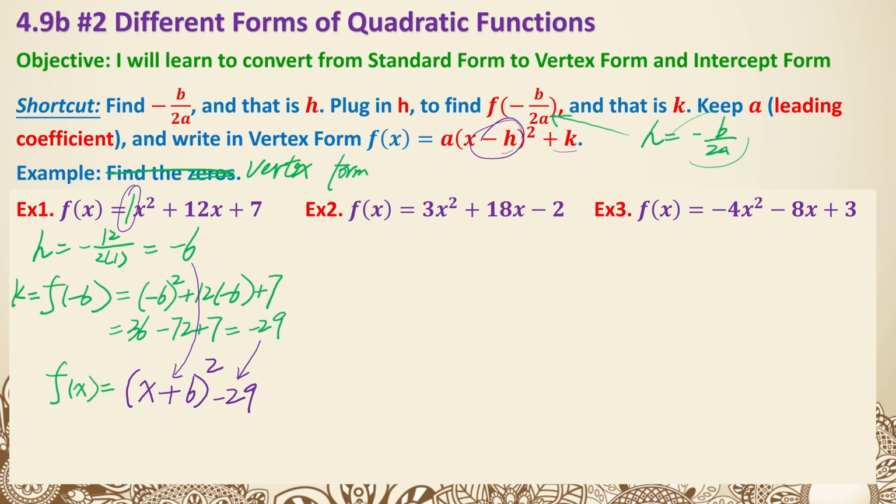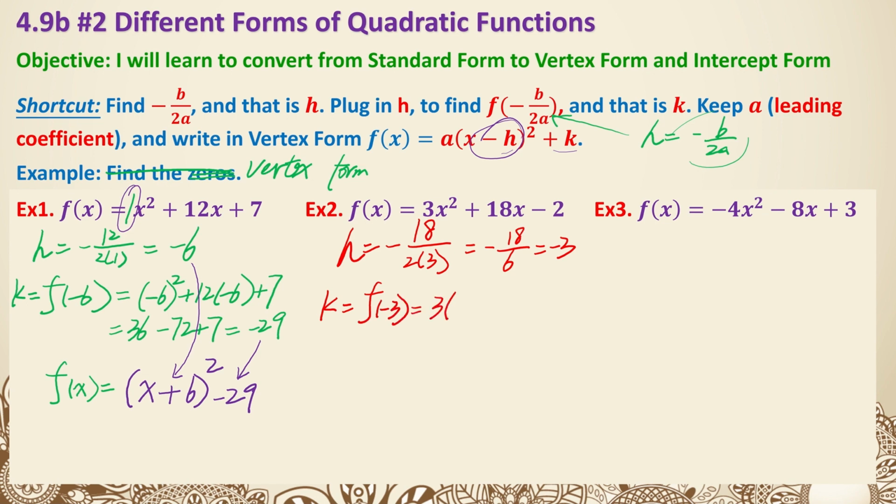Hopefully you have finished trying. Now let's have a look. Same process. h is negative b over 2a. Our b is 18, our a is 3, so it's 2 times 3. We got negative 18 over 6, which is negative 3. Then we plug it in to give us the k. So k is going to be f of negative 3.